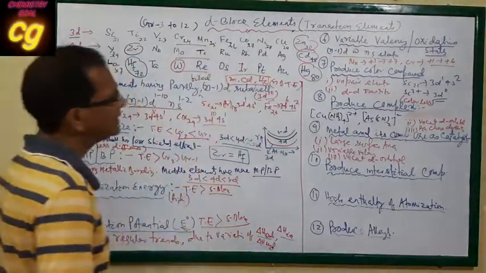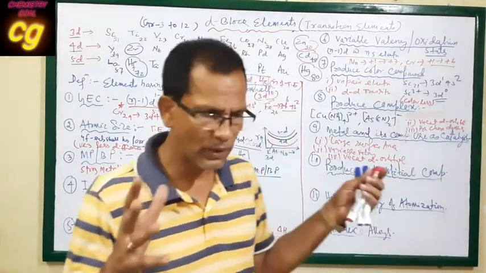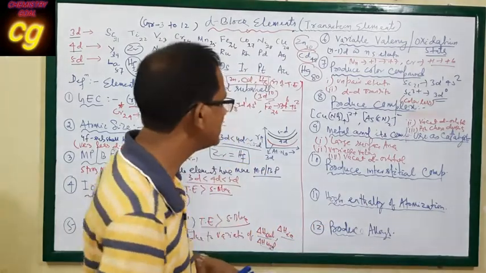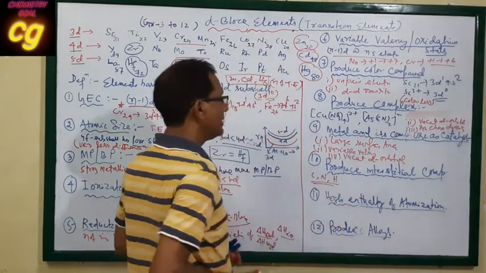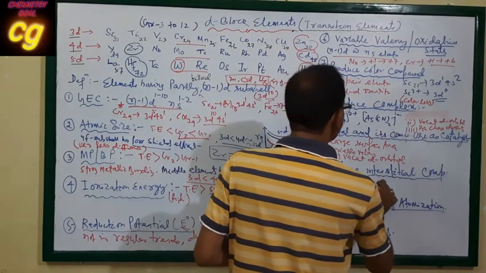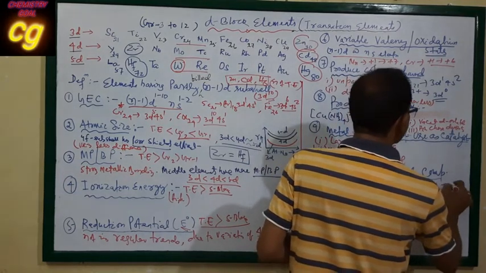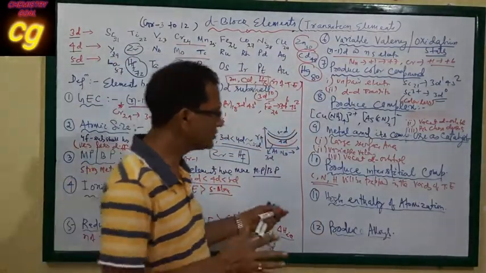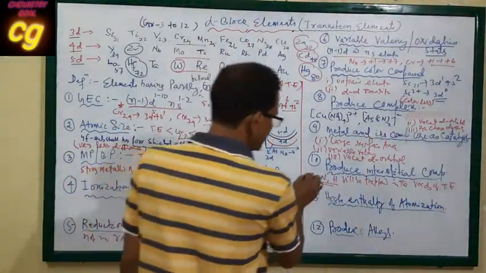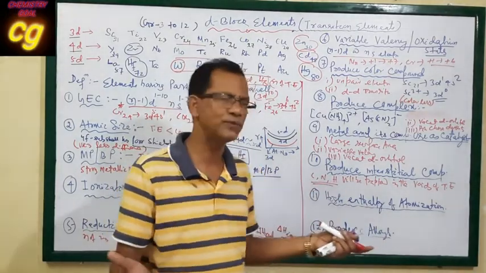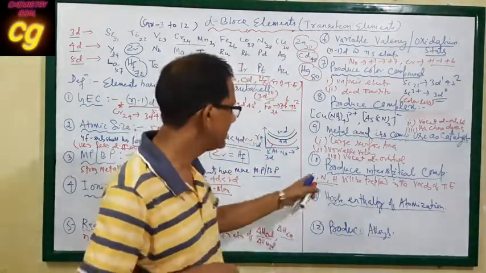Okay. Then another important thing is that they produce interstitial compounds. Interstitial compound means a compound of transition elements with some smaller size elements like carbon, nitrogen, hydrogen. These elements will be trapped in the voids of transition metals. As they have a crystal structure, in the crystal structure some voids are there. In the voids, smaller size elements like carbon, nitrogen, phosphorus, sulfur, hydrogen can be trapped. Some gap space is there, and in that space these elements will be trapped.